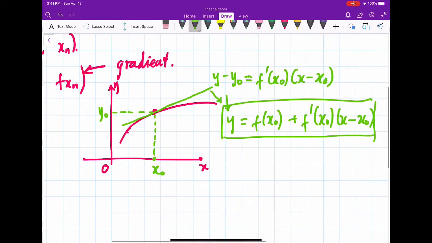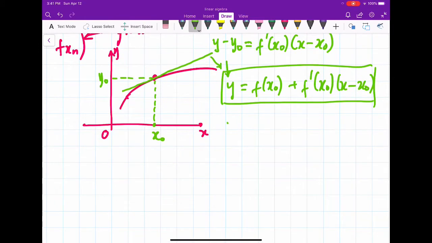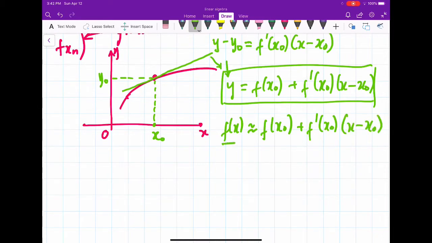Now if we consider the interval around x0, we can approximate the function f of x by the equation of the tangent line. So f of x is approximately f of x0 plus f prime of x0 times x minus x0. So we just replace the function f of x by a linear function. You see that? That is the whole idea of linear approximation.